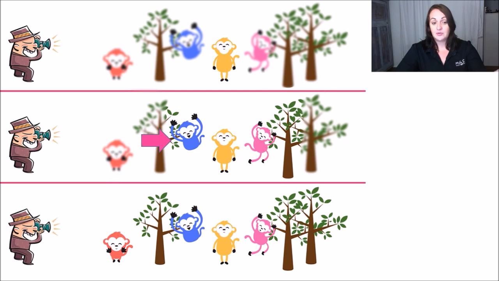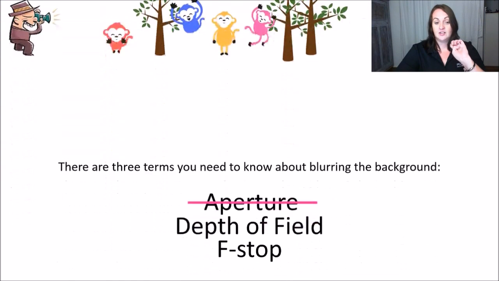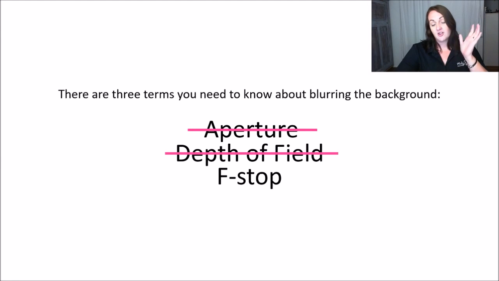Now if we look at the second one, our depth of field is a bit larger, so we've got the blue and the pink monkeys included, which means our depth of field, the portion of the image that is not blurry, goes from the blue monkey all the way to the pink monkey. And then in our bottom image, our depth of field is as large as it can go, which means everything is not blurry. So that's depth of field. Not as complicated as it sounded in the beginning, is it?